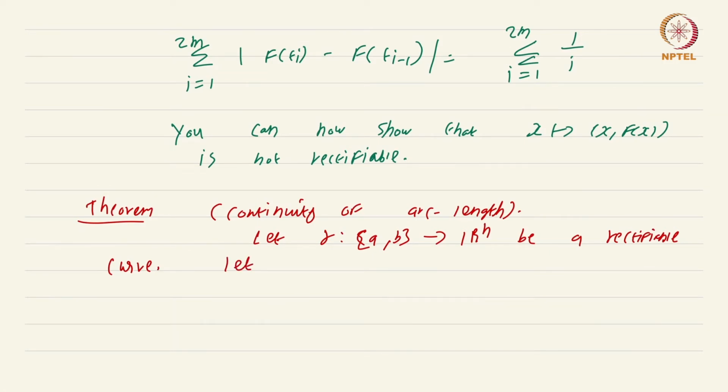Let s of t be, by definition, the length of gamma restricted to [a, t]. Okay, so t is also in [a, b]. Then we have the following facts. Number 1, s is an increasing function. I'm not claiming strictly increasing or anything, it's an increasing function.